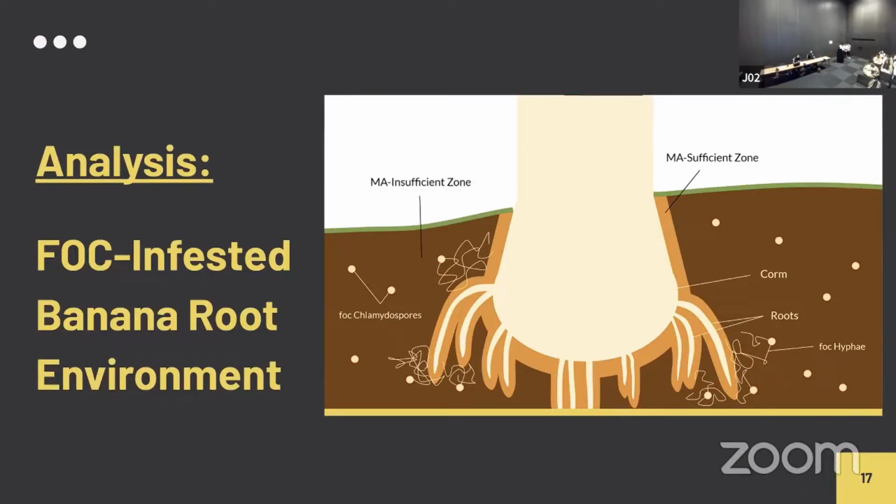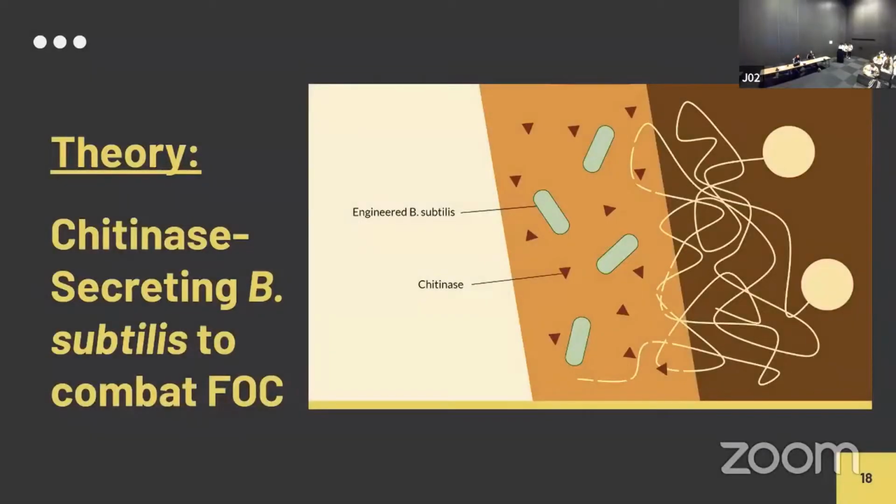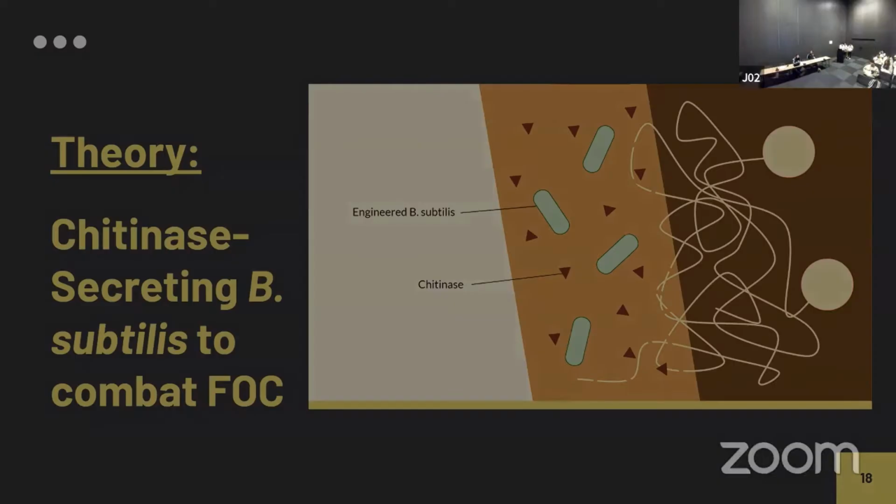then penetrate the roots. As such, we can exploit the fact that FOC must extend its vulnerable hyphae into the MA sufficiency zone, and we devised a theoretical solution of using a chitinase-secreting engineered rhizobacteria to combat FOC through the destruction of the invasive hyphae. By allowing the bacteria to proliferate in this MA zone, the bacteria will form a protective layer over the root system, and inhibit FOC and hence stop Fusarium wilt.